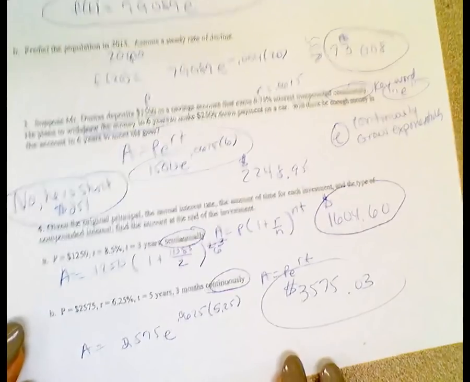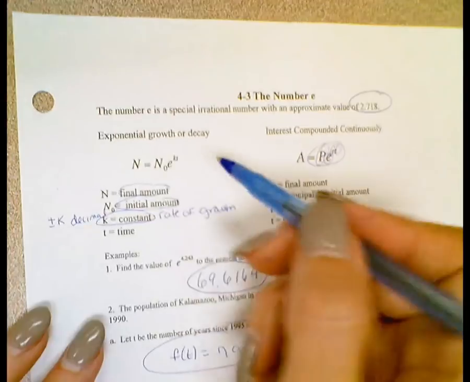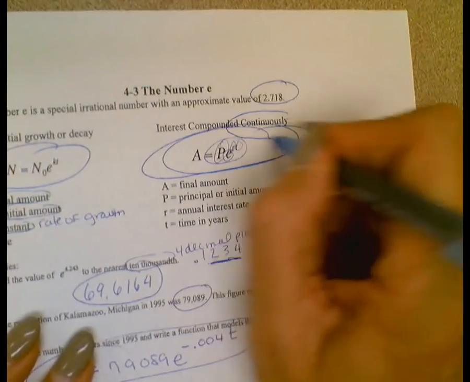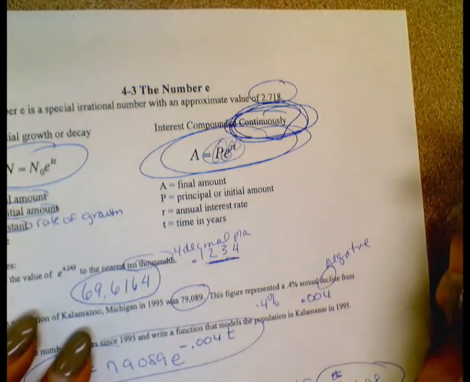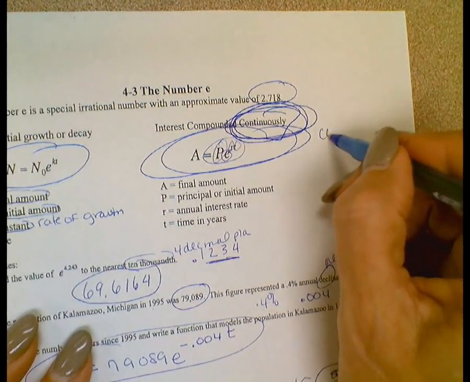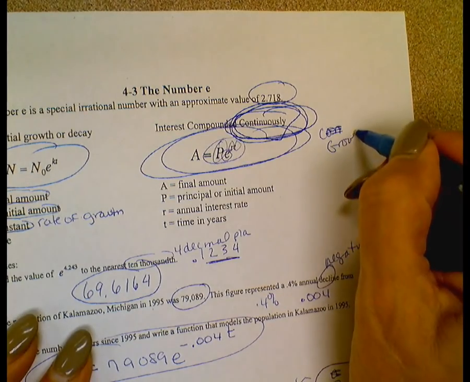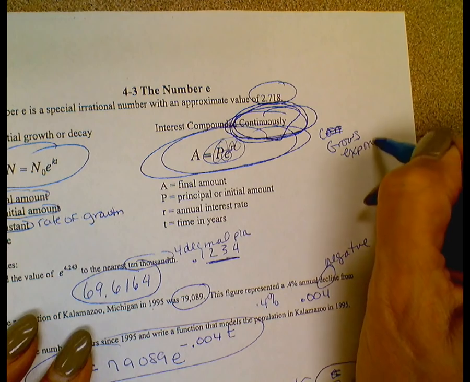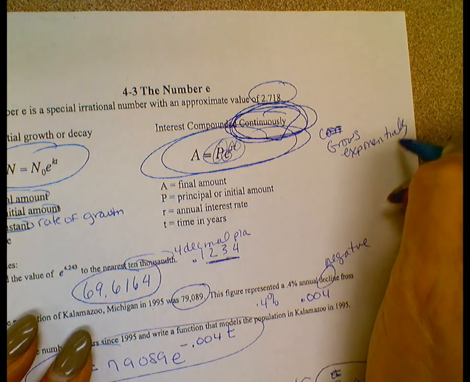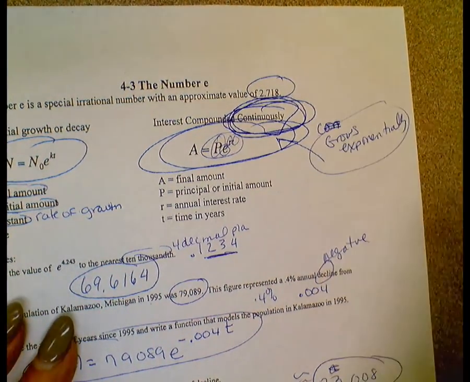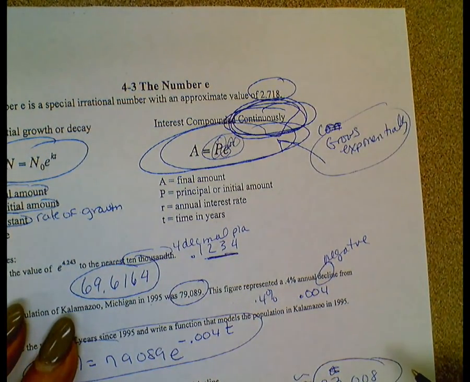So basically, you just have to remember your compound interest formulas. Use this one right here with the keyword continuously, or just compounded. Sometimes they just say grows exponentially. You can use that one or the other one, but most people will use the E when they say grows exponentially or decays exponentially.